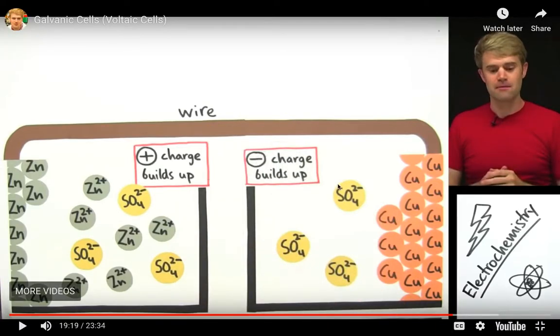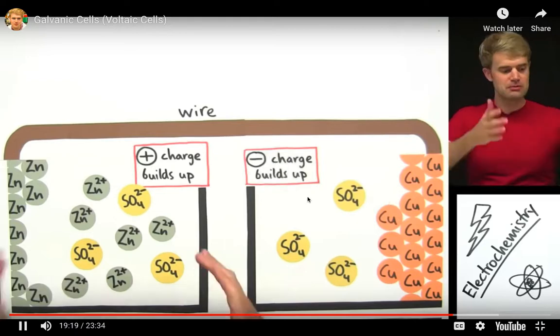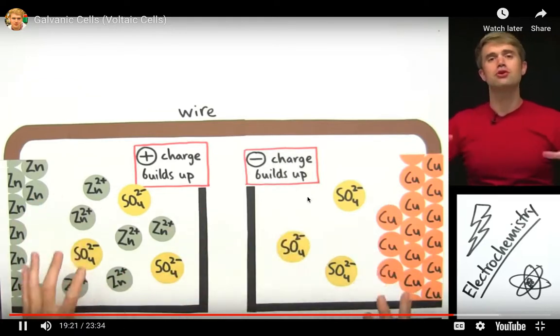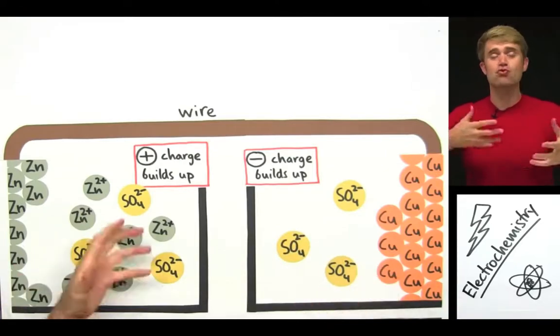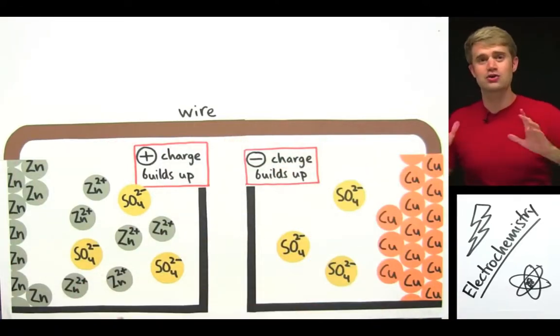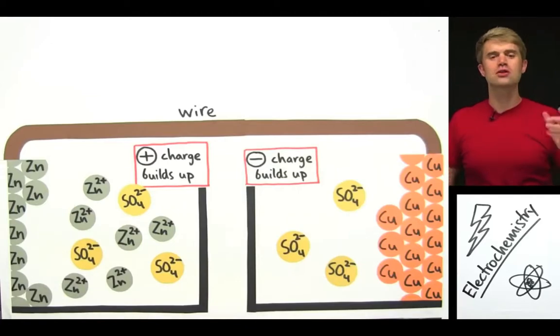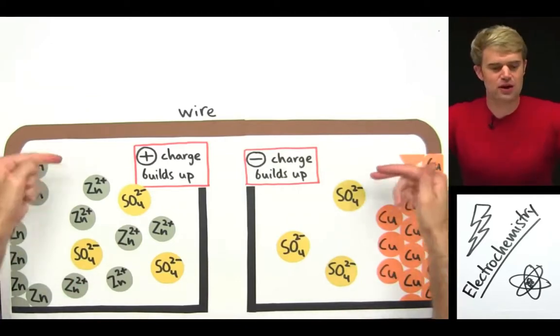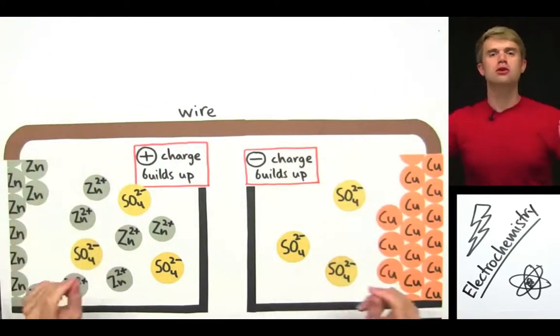Just a note, you may be thinking, why can't the SO4 2- travel through the wire? The only thing that can travel through the wire is electrons. And if this positive and negative charge build up too much, the cell can't run anymore. It can't continue to make electricity. So that is where the salt bridge comes in. Let me get rid of this wire and show you what the salt bridge looks like.